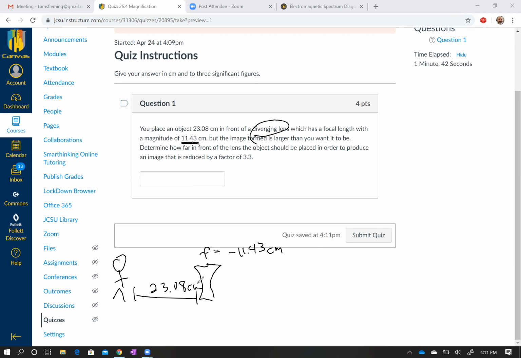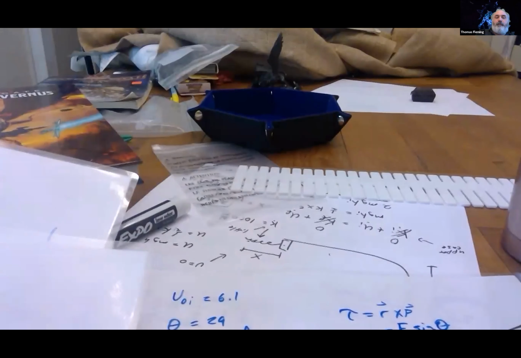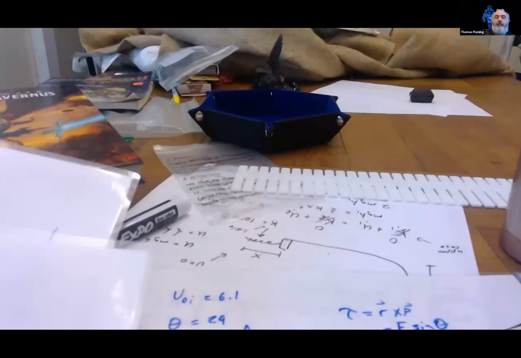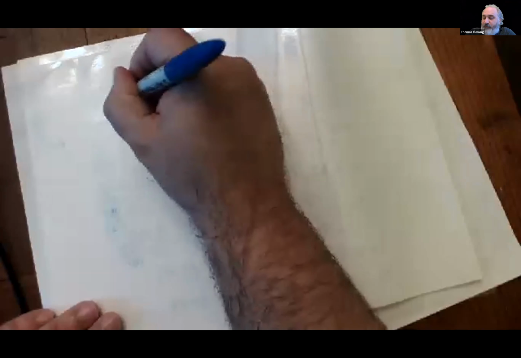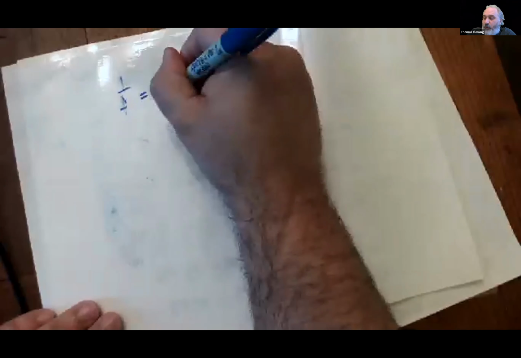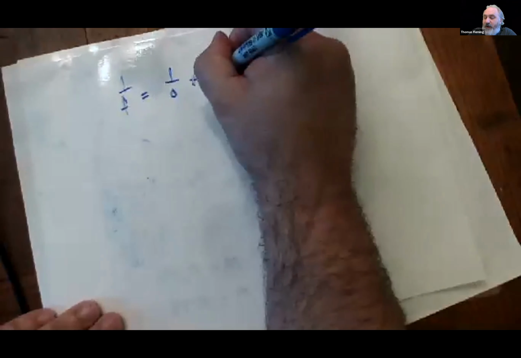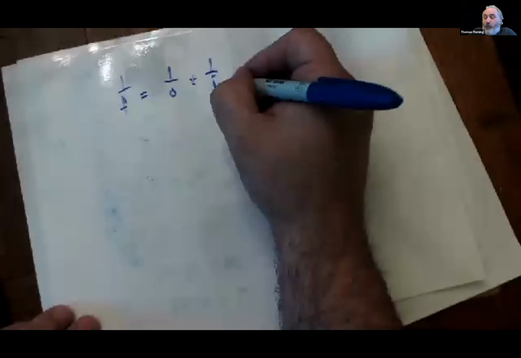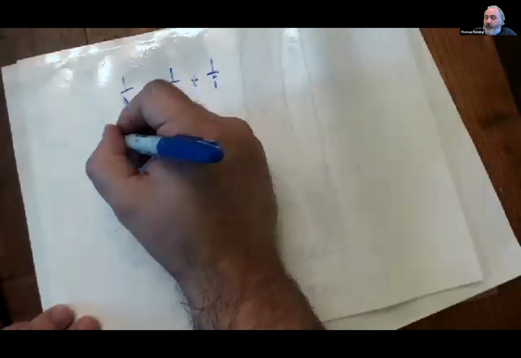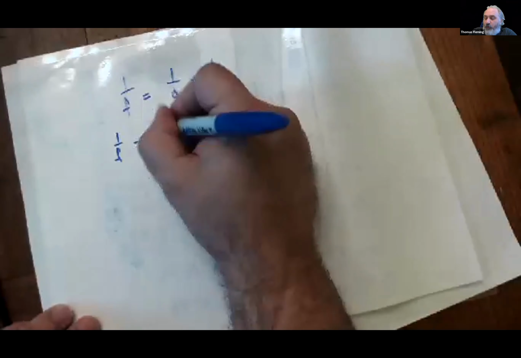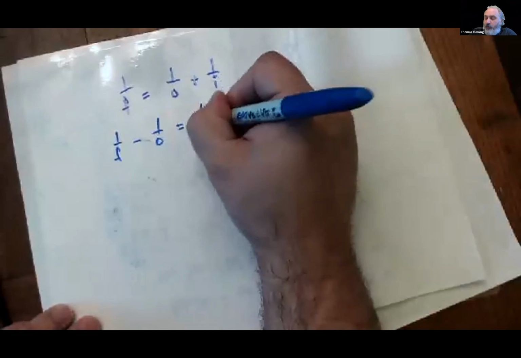I don't even know where the image is going to be. So what I'll have to do is solve the problem of where the original wrong size image appears. So I've got 1 over F equals 1 over O plus 1 over I, and I'm solving for where the image is going to appear. So it's going to be 1 over F minus 1 over O equals 1 over I.